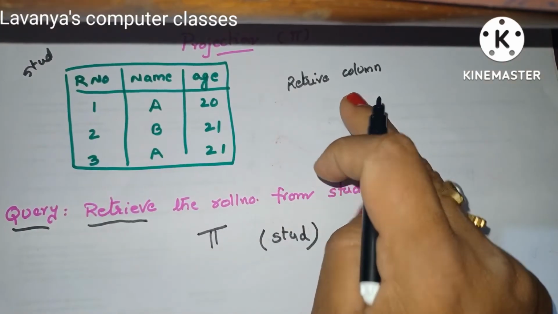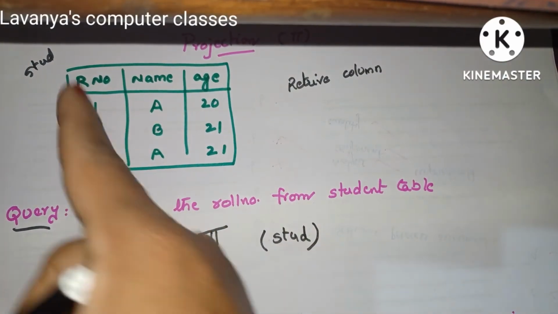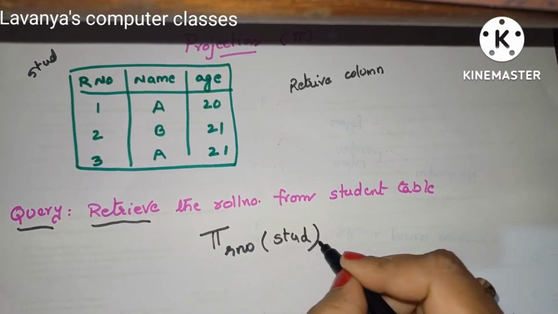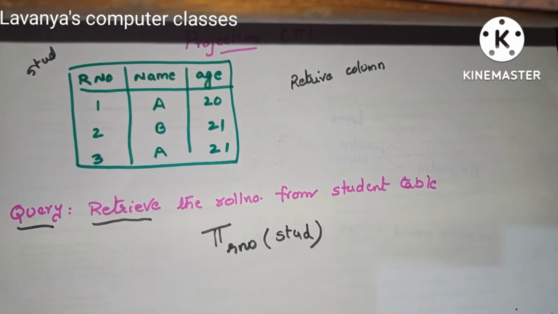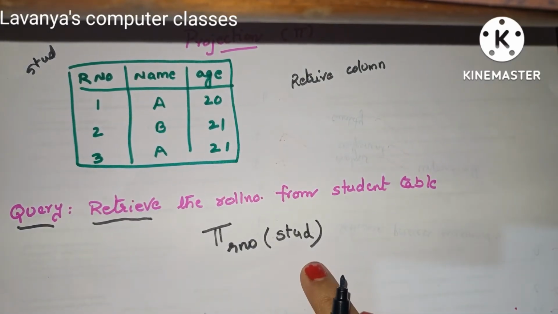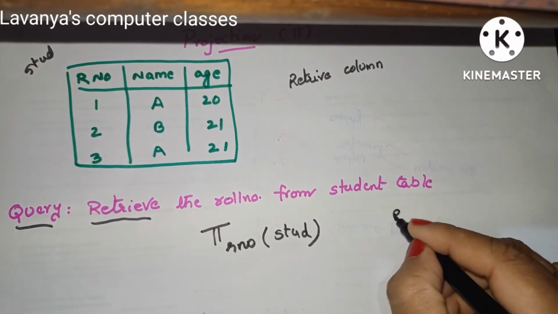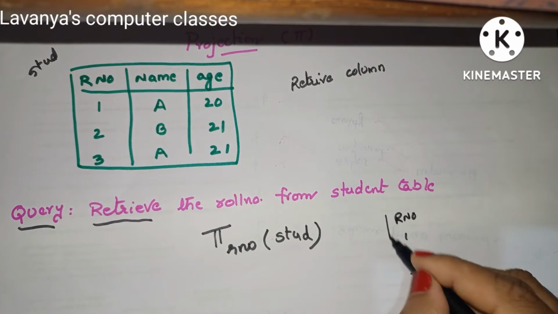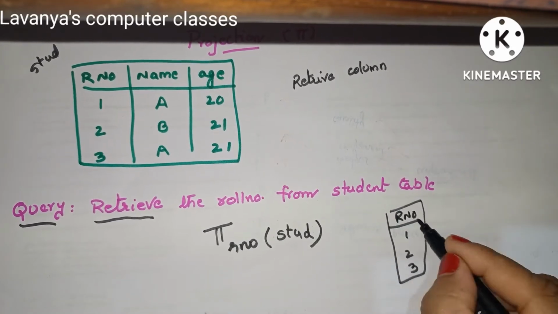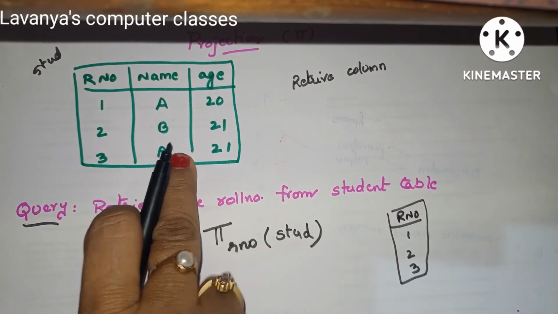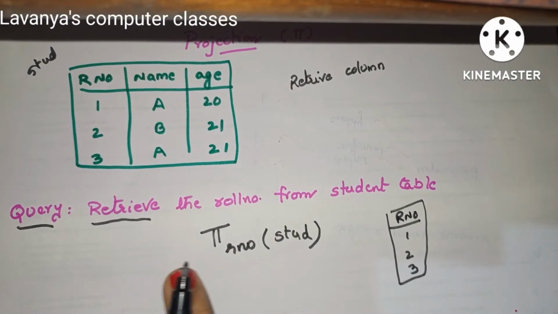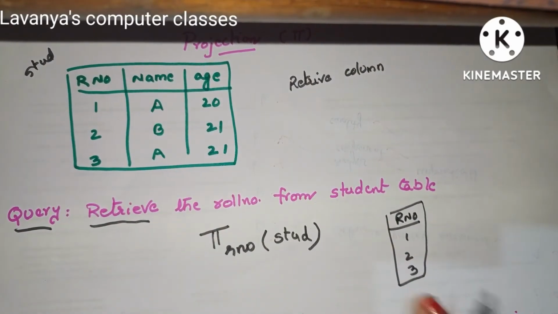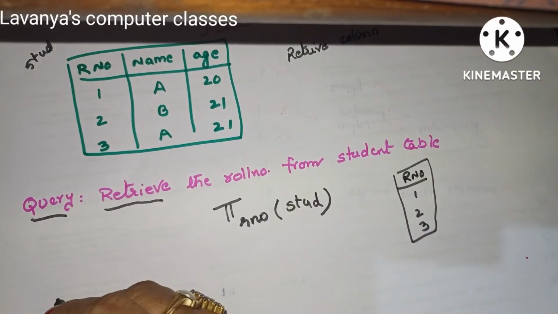We don't want all the information; we require only one column. That column name is roll number, represented with RNO. So pi roll number, from which table? Student table. If we write like this, what is the answer? Roll number 1, 2, 3. This is the output of this query. Input is this table, output is this table. That's what I said in the beginning: in relational algebra, the input is in the form of a relation, and the output is also in the form of a relation. And one more query.